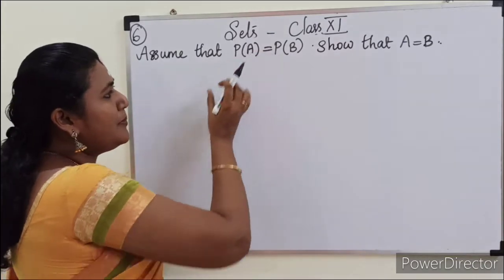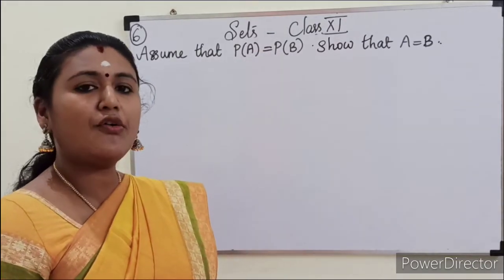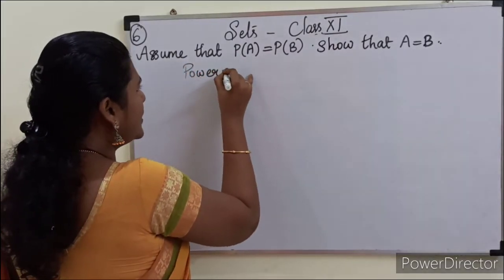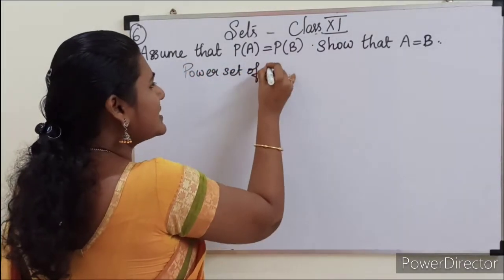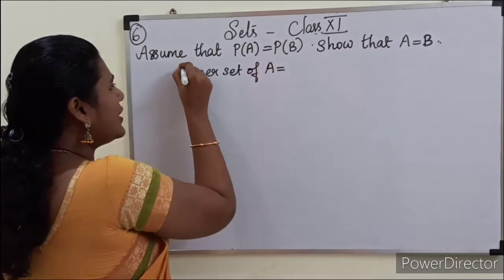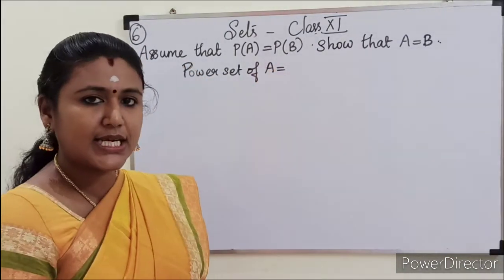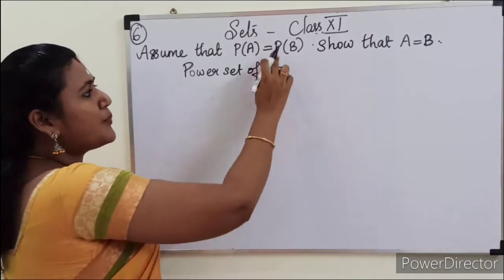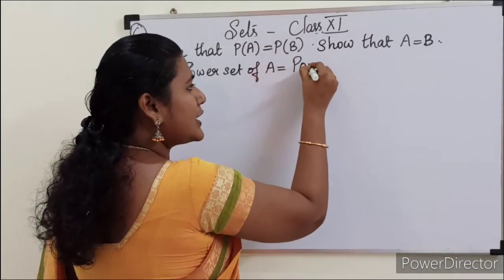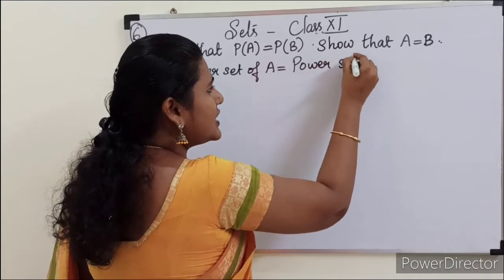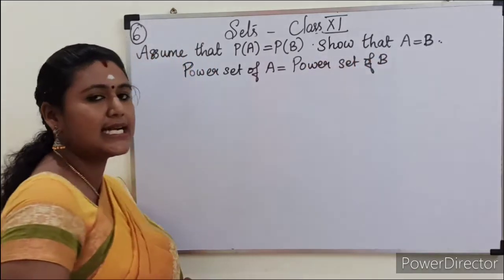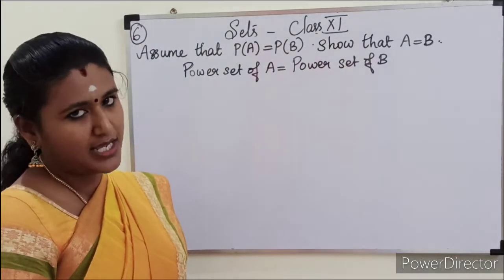So here what do you mean by P of A? P of A is the power set of A. So what is the power set of A? The collection of all the subsets of set A is called the power set of A. So P of B will be the power set of B. So this condition is already given. We have to show that the sets A and B are equal.